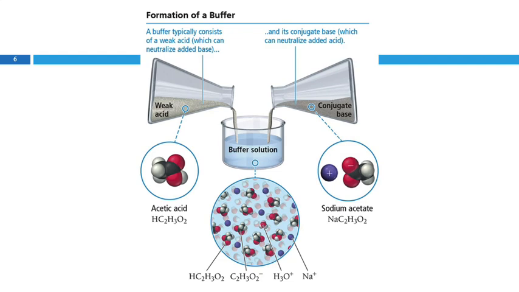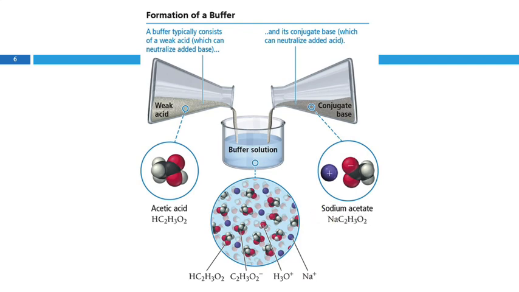So here's an example of making a buffer solution. We're adding a weak acid here. This is acetic acid. And we know that acetic acid will partially ionize in solution and form some acetate ions. But it doesn't form very many. It does it a little bit. So in order to get a higher concentration of that conjugate base, we're going to add something like sodium acetate.